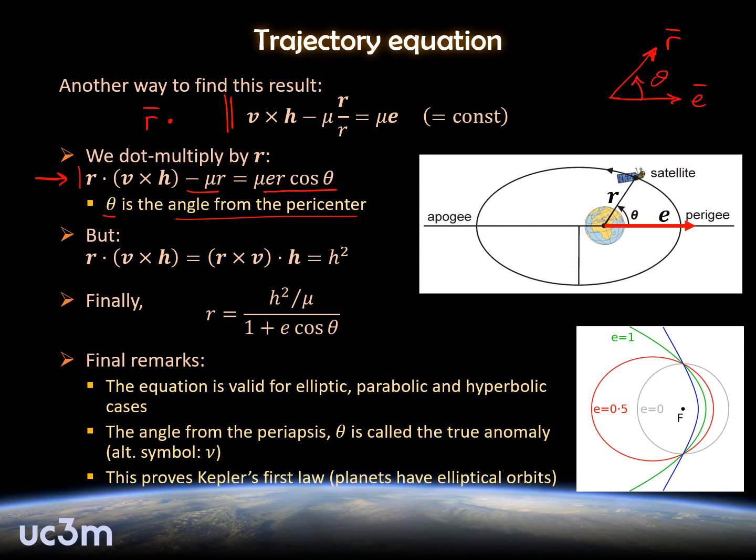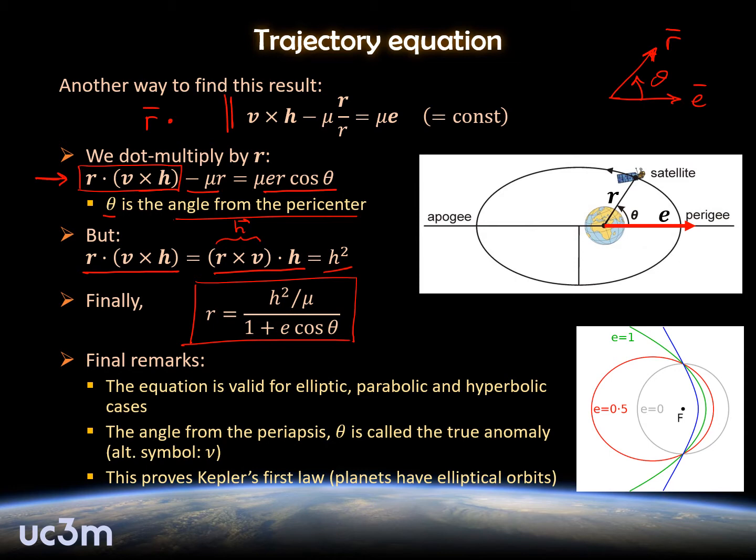Now, the first term that appears here on the left-hand side can be simplified. This is basically a mixed product, a dot product and a cross product together. So we can rearrange it, and we can write it like this. And by definition, this is just the h vector, so we have h squared. Rearranging this equation and solving for r, you end up with the same result as before. Okay, so a different way to obtain the trajectory equation.